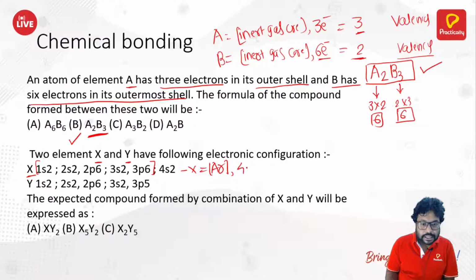Outside it, it has 2 electrons. Actually, it's calcium. That much you will also know now. Then you have a Y: 1s2, 2s2, 2p6. This is your inert gas core, that is neon. Outside it, it has 7 electrons, 3s2, 3p5.